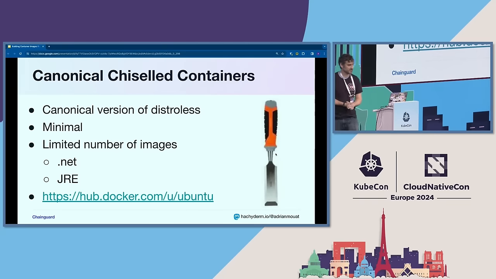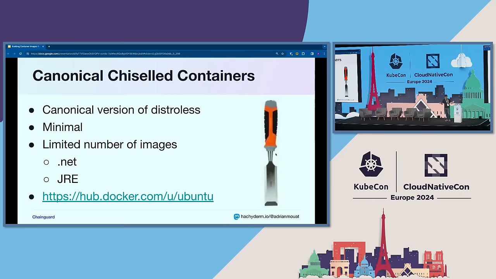OK, this one is interesting. Canonical came out with something called chisel containers. This is basically their version of distroless. And they've managed to create very minimal images. The two examples I've seen are .NET and jQuery. I'm not sure they've released many other images. But the ones they have released, they're definitely minimal, no CVEs or low CVEs, and they look pretty good.